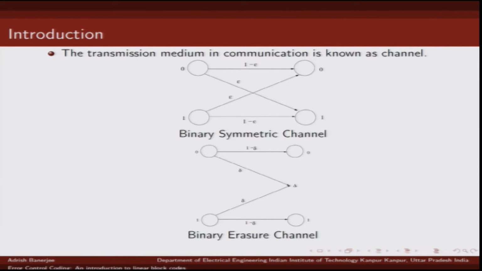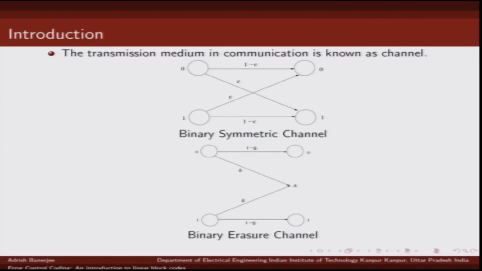So let's spend some time on our transmission medium. The transmission medium over which we want to send a packet is known as a channel, and here I have illustrated two very simple channel models. The first is the binary symmetric channel. You can see it has binary inputs, zero and 1, and similarly binary outputs 0 and 1. With probability 1 minus epsilon, whatever you transmit is received correctly at the receiver. This is the transmitter side and this is the receiver side. If you transmit 0, with probability 1 minus epsilon you will receive it correctly. Similarly, if you transmit 1, with probability 1 minus epsilon you will receive it correctly, and the crossover probability of error is given by epsilon.